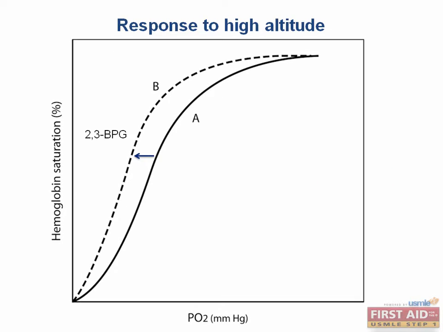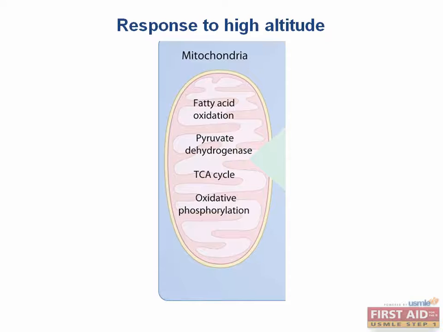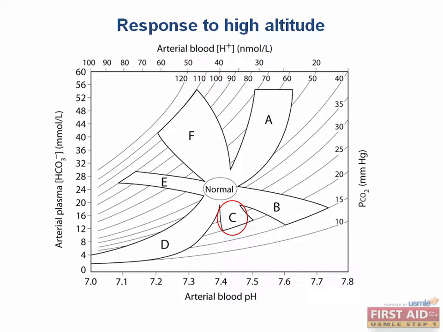As we mentioned earlier, there is also an increase in 2,3-BPG, which does what? Well, it decreases the affinity of hemoglobin for oxygen by stabilizing the T or taut form of hemoglobin, which promotes unloading of oxygen to the tissues. At the cellular level, over time you see more mitochondria and a higher concentration of mitochondrial enzymes to improve the efficiency of cellular oxidation. Once you go from acute to chronic hyperventilation, you get a respiratory alkalosis.